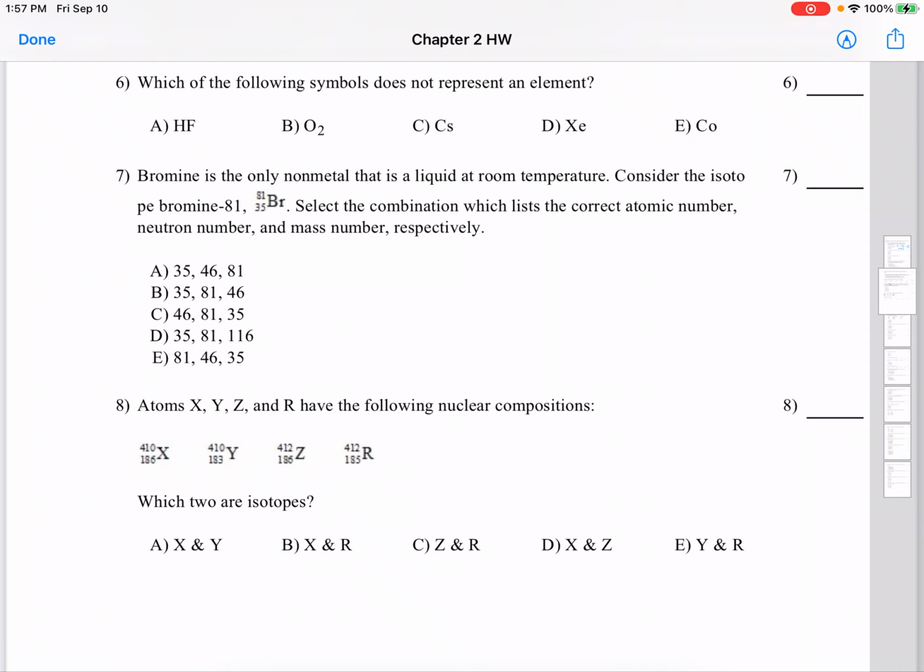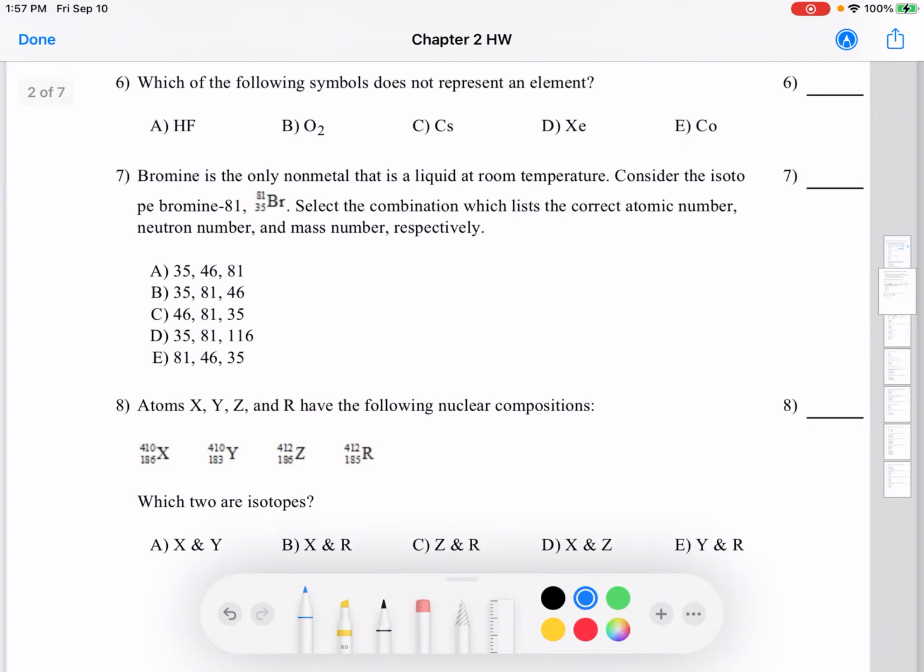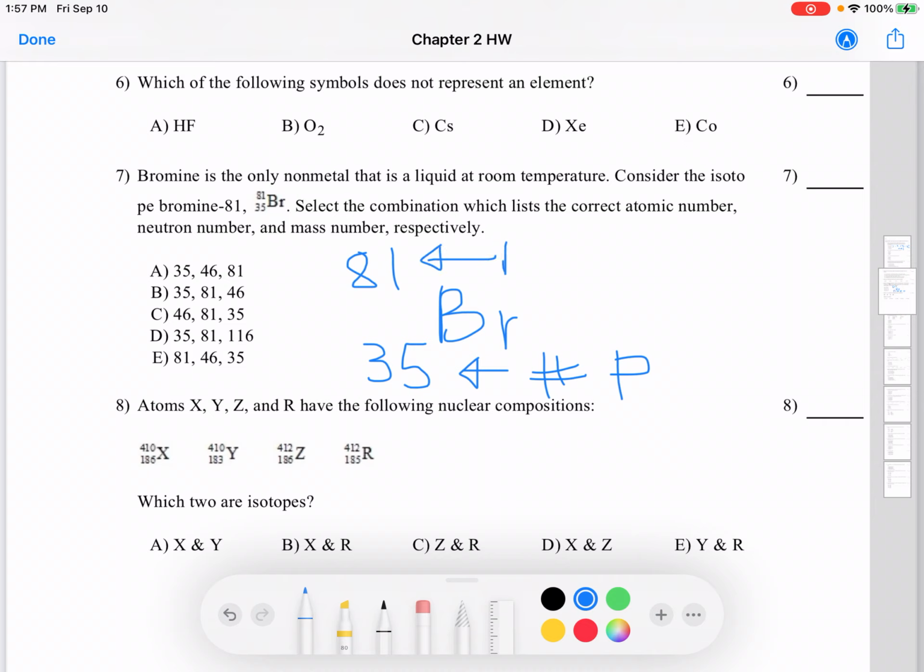Consider the isotope bromine-81, written with 81 and 35. So you are given bromine 81, 35. What is 35? 35 is the atomic number. In other words, that's the number of protons, right? And 81 is the mass number. So how do we get the mass number? Mass number is the sum of the number of protons plus the number of neutrons. So you want to find out the atomic number, neutron number, and then the mass number.